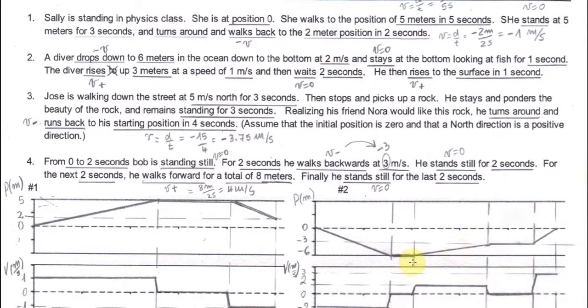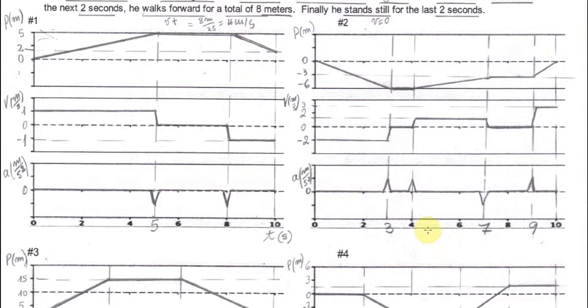Okay, on the way back up, we're moving slower. Looks like we're only rising at 1 meter per second. And so from negative 6 up to negative 3, that's 3 meters on the way up. So that's going to take another 3 seconds from time equals 4 to time equals 7 on the way back up till the rest stop.